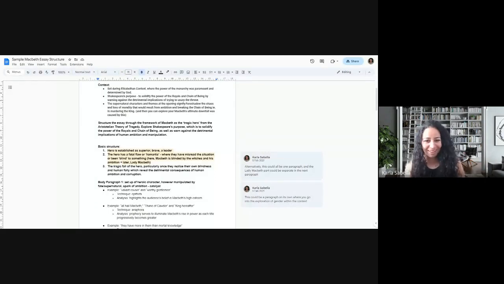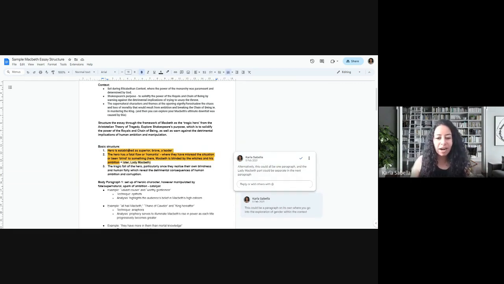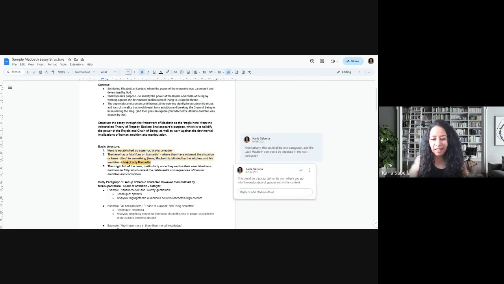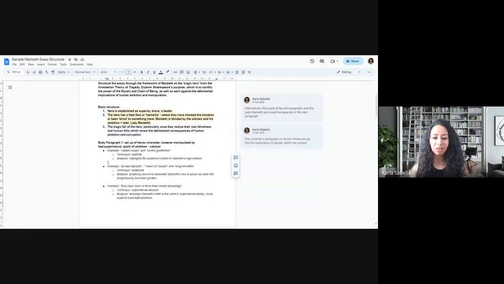But anyway, let's go back to this one. So yeah, we've got this basic structure. We've got the hero is a superior, brave, etc. Then he has a fatal flaw. He misreads the situation. He's been blinded to something. So Macbeth is blinded by the witches, his ambition, and Lady Macbeth, let's say. And that's where you could then bring in the gender thing. And then you've got the tragic fall of the hero, particularly one that realizes, once they realize their own blindness and human folly, which reveal the detrimental consequences of human ambition and corruption, right?